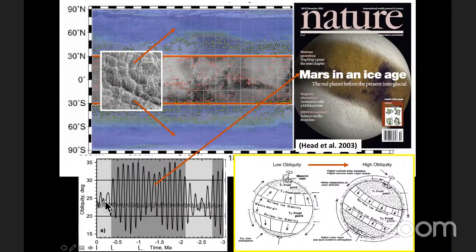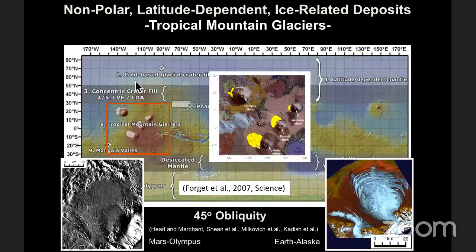And of course, as the amplitude of the obliquity decreased, this ice was ablated. It returned to the poles. It created a sublimation till that left significant volumes of ice, at least meters thick, in these regions here, which we can actually see with landed spacecraft and also craters penetrating into the subsurface. So let's keep thinking about this, okay?